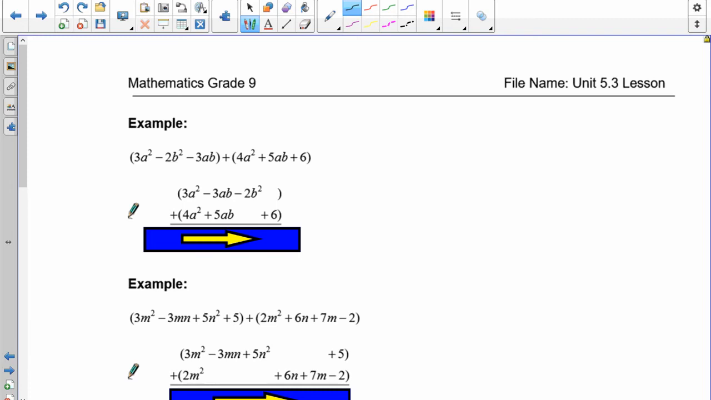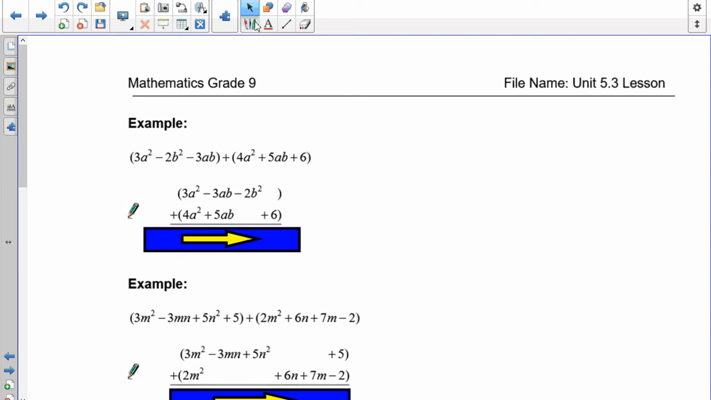All right, now you had to put yours in order. So here we go. I have mine put in order. I put my 3a squared minus 2b squared minus 3ab, and I just put them up there. I don't know why I swapped them around, but I did. Don't worry about it. Now I went here, and I found out this is a 4a squared, so that's got to go under my a squared column. I've got 5ab, so that goes under my ab column. But I don't have any b squareds here. So the b squared's got to be the only thing in its column, right?